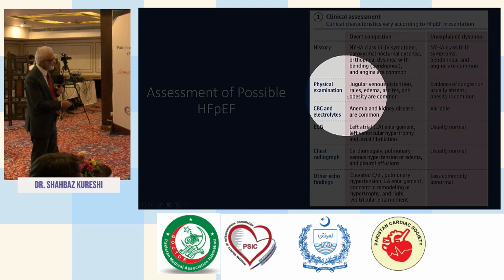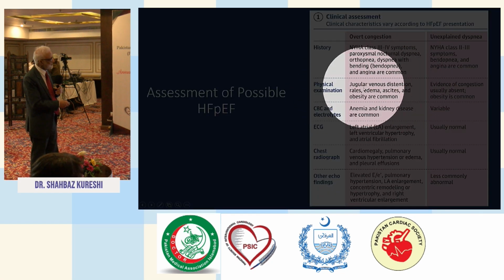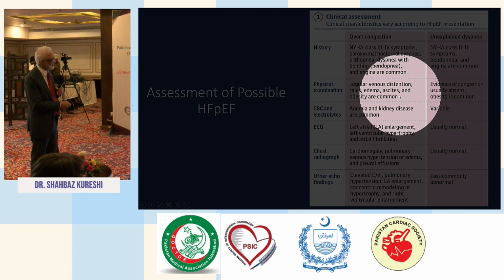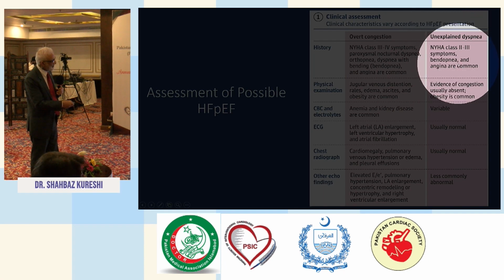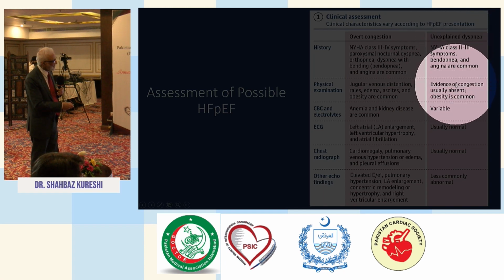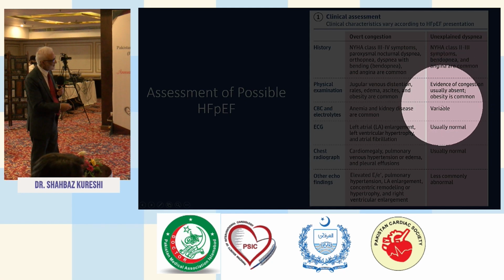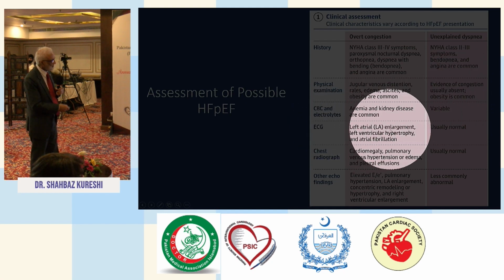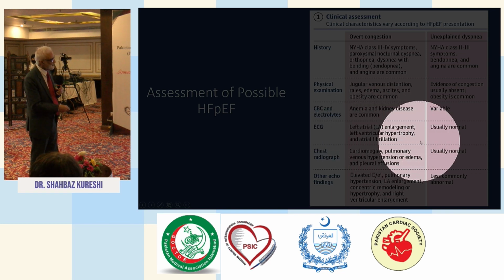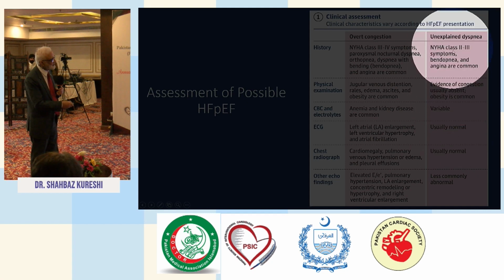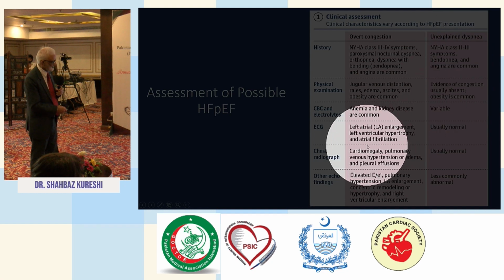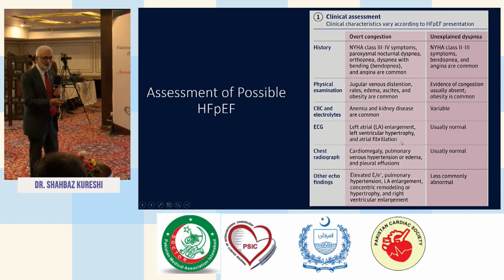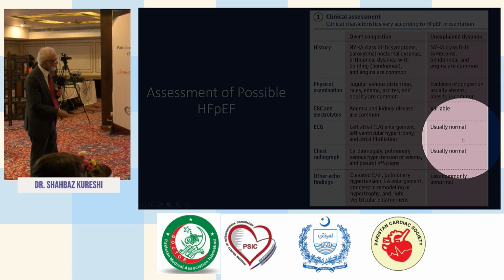We look at the physical examination. The JVP is raised. There are rales, edema, ascites, and obesity are common. On this side, with unexplained dyspnea, you may not be able to get congestion in these patients. Then the electrocardiogram will give you left atrial enlargement, left ventricular hypertrophy, and usually normal when there is unexplained dyspnea in these patients and when there's no congestion. Chest X-ray: cardiomegaly, pulmonary congestion, again normal.